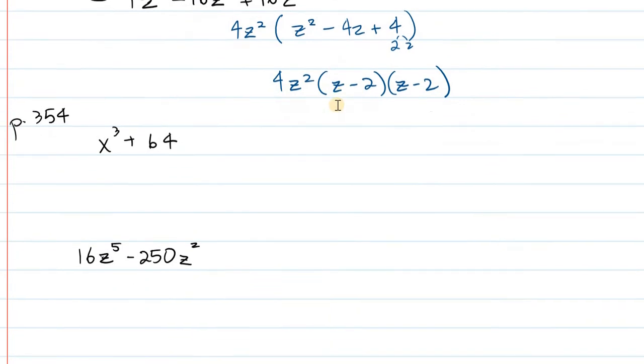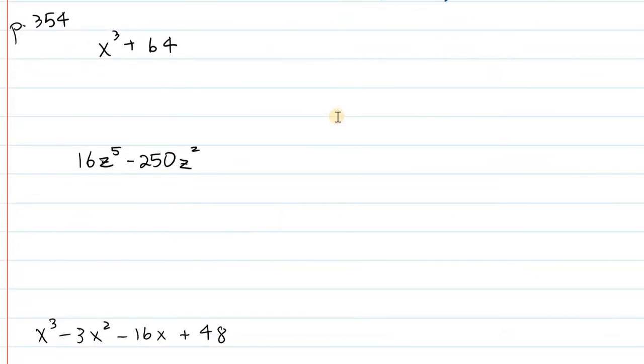On page 354, there's some different examples. So let's start with x cubed plus 64. First, there is not a GCF. There are only two terms, and the first one is not a perfect square, so it's not a DOTS. So that leaves me with sum of cubes or difference of cubes. It is a sum because it's added.